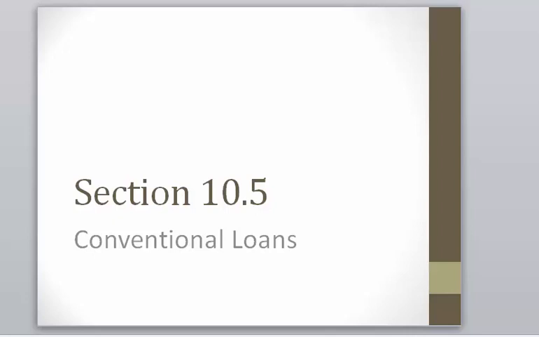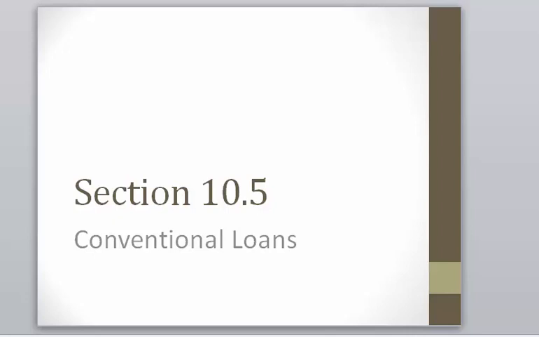We'll now begin section 10.5 and discuss conventional loans. When purchasing a home, buyers usually seek a mortgage from a bank or other lending institution. The two most popular types of mortgage loans available today are the conventional loan and the adjustable rate loan. The major difference between the two is that the interest rate for a conventional loan is fixed, whereas the interest rate for a variable rate loan or adjustable rate loan may change every period.